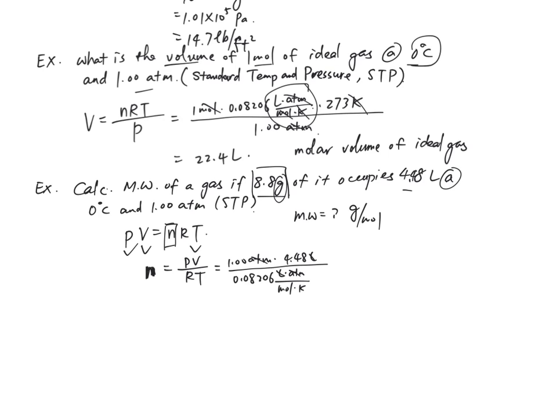Mole K times temperature, 0 degrees Celsius, 273 K. So this calculation tells you that you have 0.20 mole of gas. Once you get the mole, molecular weight should equal 8.8 grams over 0.20 mole, and that's going to give you 44 grams per mole. So, pretty easy stuff, right? Now, okay.